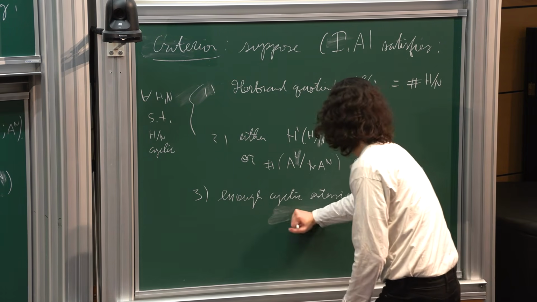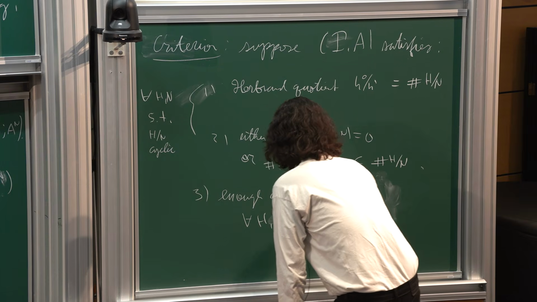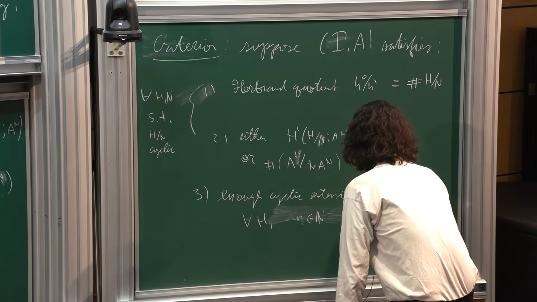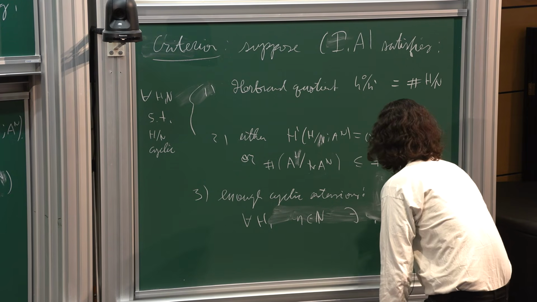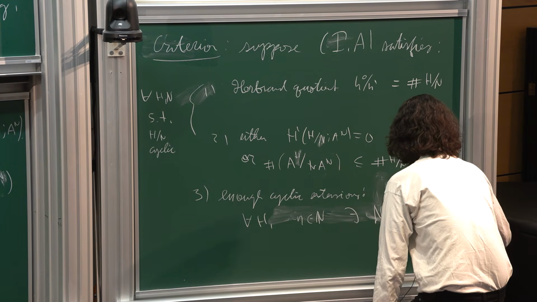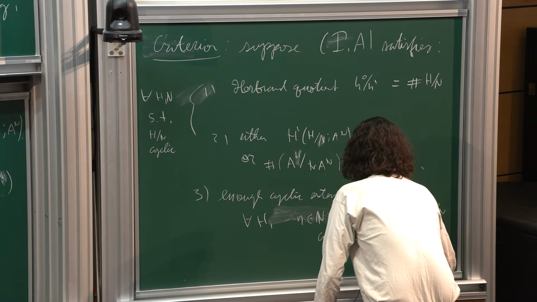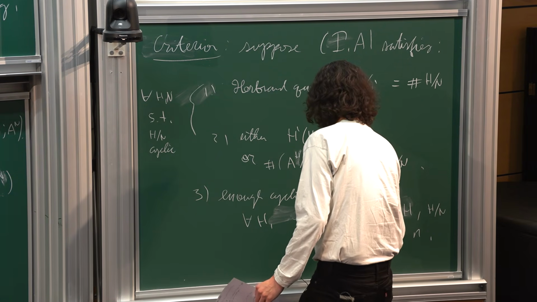So maybe I'll even say it precisely. So for all H and all n in N, there exists an N normal in H with H mod N cyclic of order n. But n is not 0. Yeah, n is non-zero.